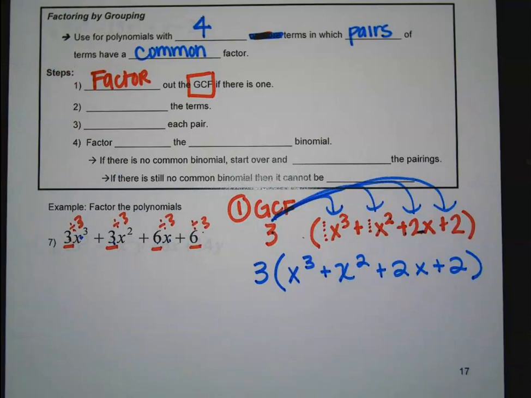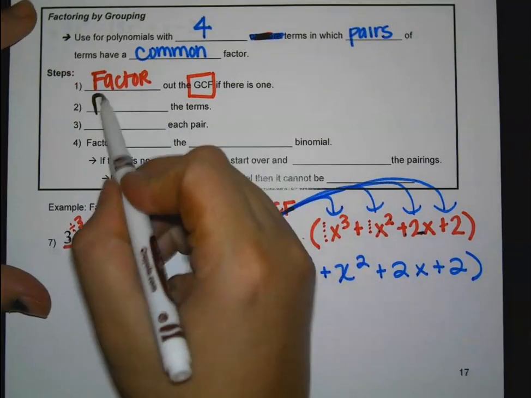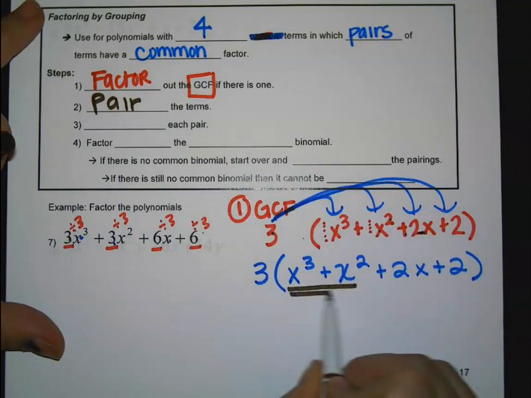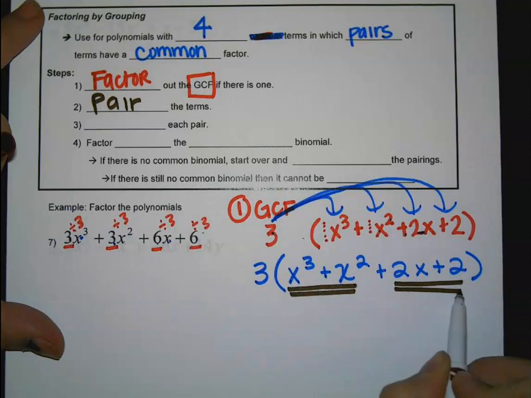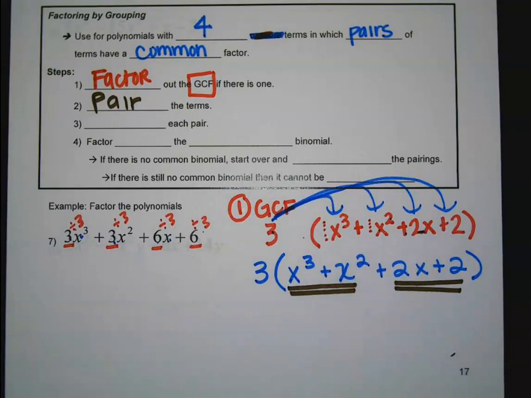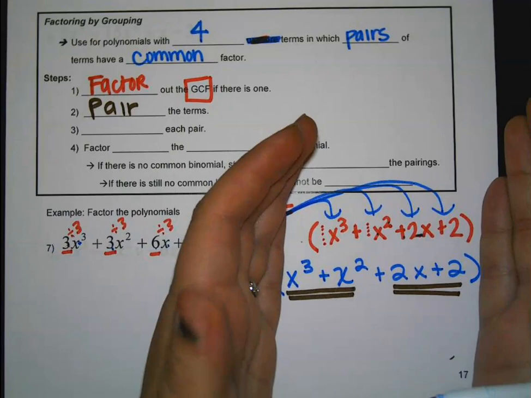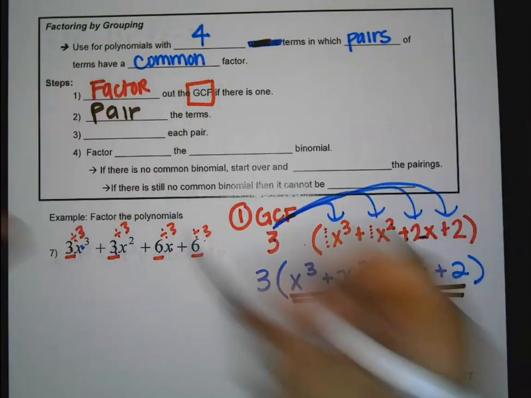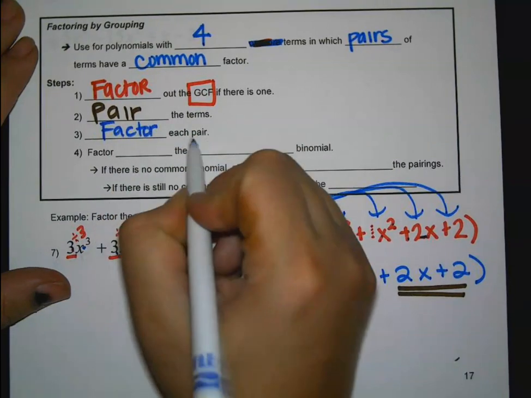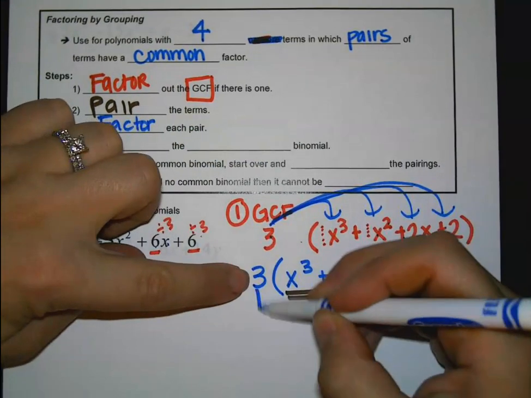Now the second step is you're going to pair the terms. So I'm going to pair these 2 together and these 2 together. If you want to put these 2 together and these 2 together, you just have to rewrite it. But I always put the first 2 together and then the last 2 together. And then what you're going to do is the GCF step again. But instead of the whole problem, what goes into all of them, you're going to just do a pair. So you're going to factor again each pair.